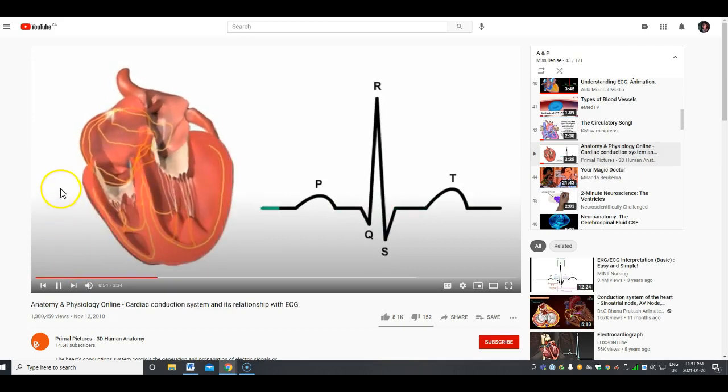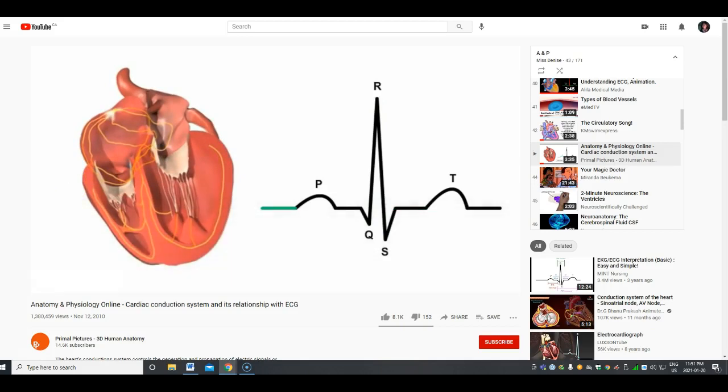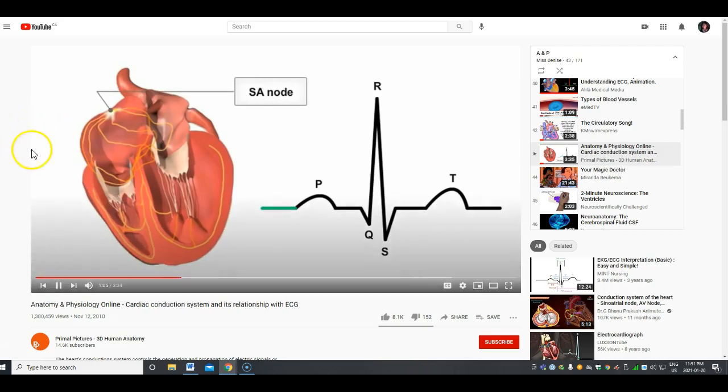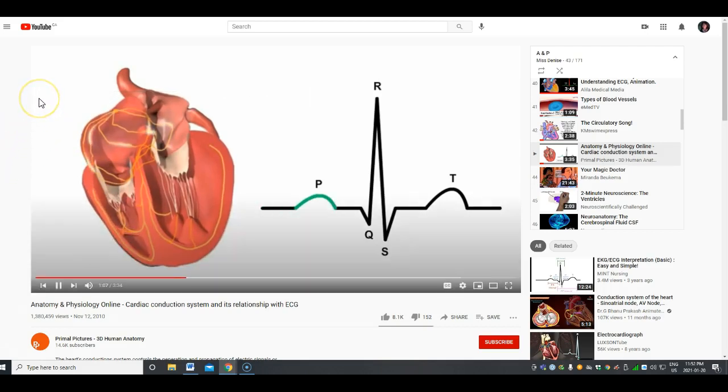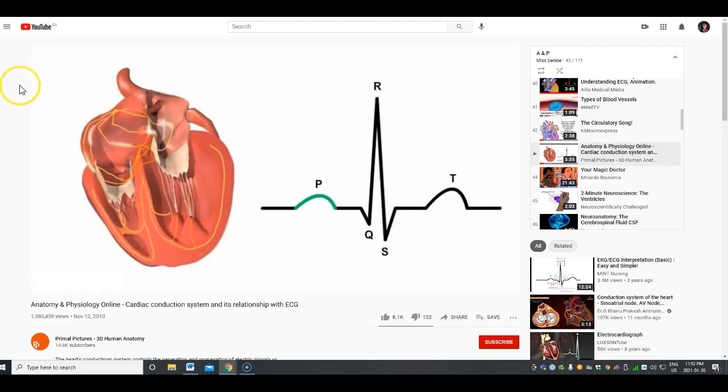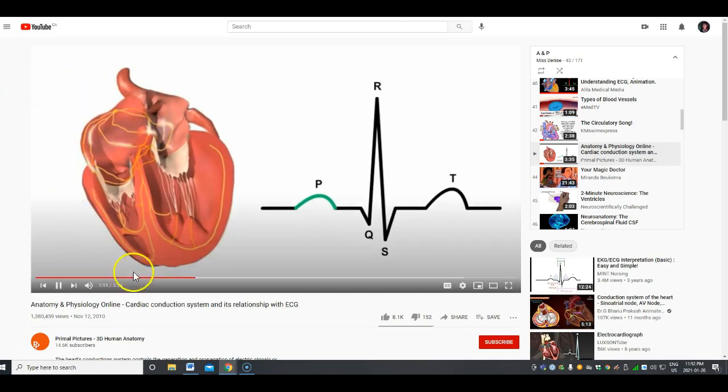In a normal heart, each beat begins in the right atrium with an action potential signal from the sinoatrial or SA node, the heart's natural pacemaker. The signal spreads across both atria, causing the muscle cells to depolarize and contract, inducing a phase known as atrial systole.